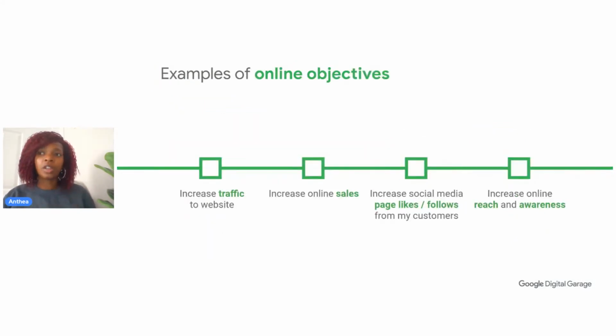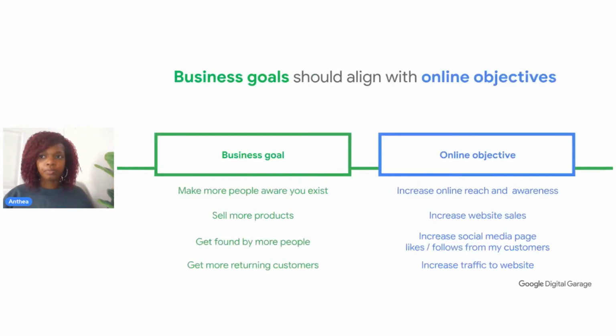So what would be some examples of online objectives? That would be to increase traffic to your website, increase the number of sales. It could be to increase social media page likes and follows from your customers, which show that you've got engagement, and increase online reach and awareness. So you need to have very specific objectives that help you meet your overall goal.